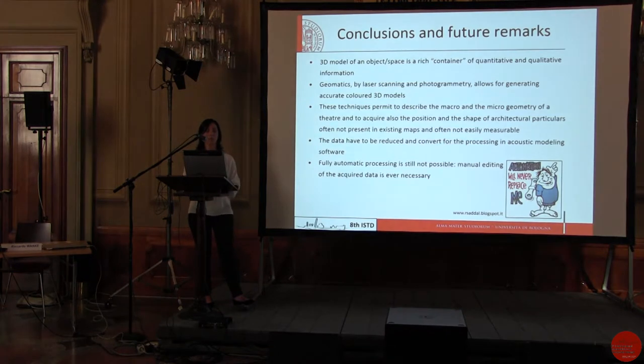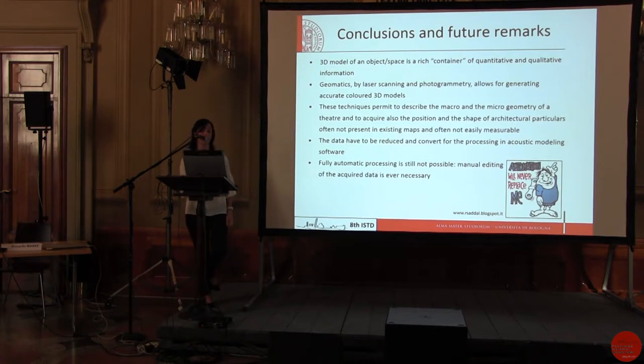Some conclusions. A 3D model of an object is a rich container of quantitative and qualitative information. Geomatics with its techniques allows for generating accurate 3D models, and these techniques permit to describe the macro and the micro geometry of a space. The data obviously have to be reduced and converted for the processing in acoustic modeling software, and fully automatic processing is still not possible because the manual editing of the acquired data is always necessary.